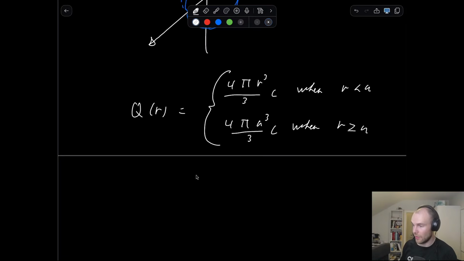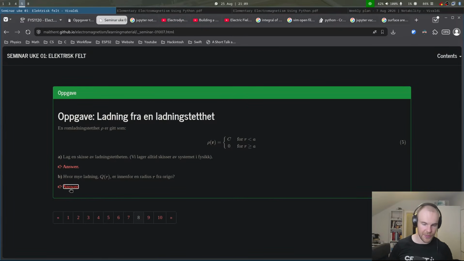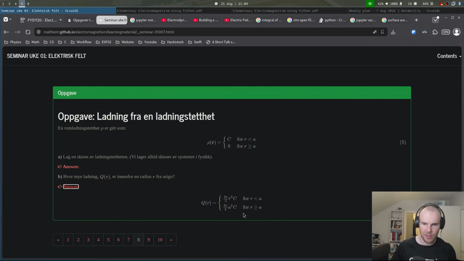So inside the sphere it's different based on how far we are, but outside it's just the total radius there. Did I write c? I wrote a cubed. Yes, that should be all right.